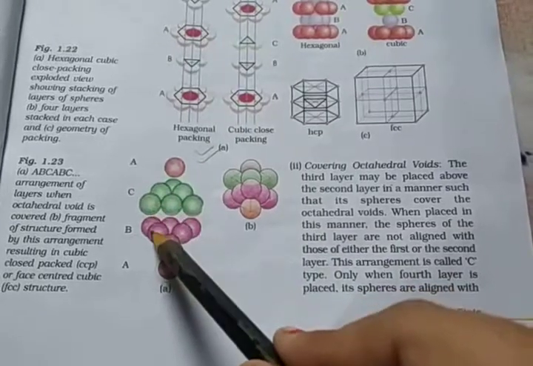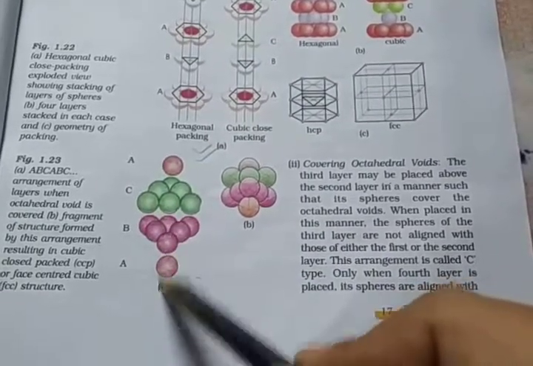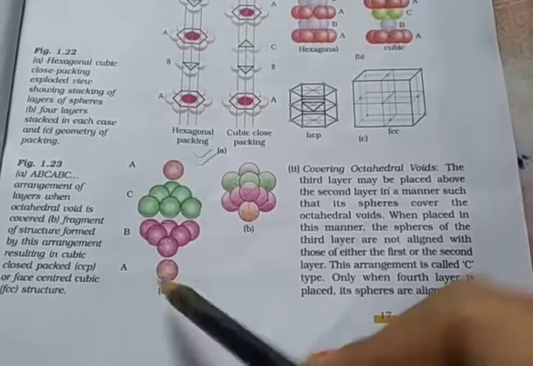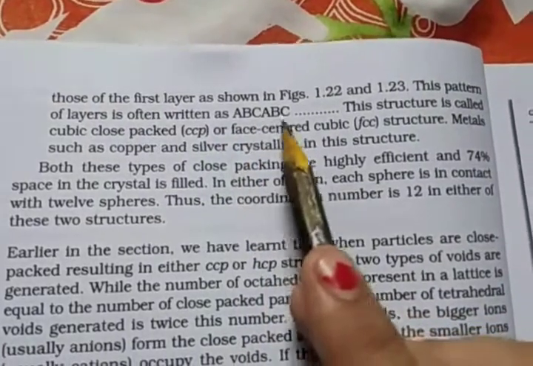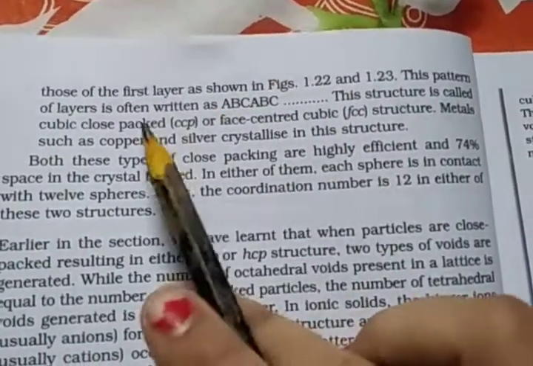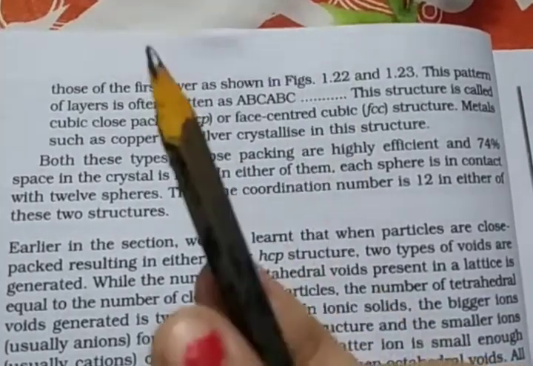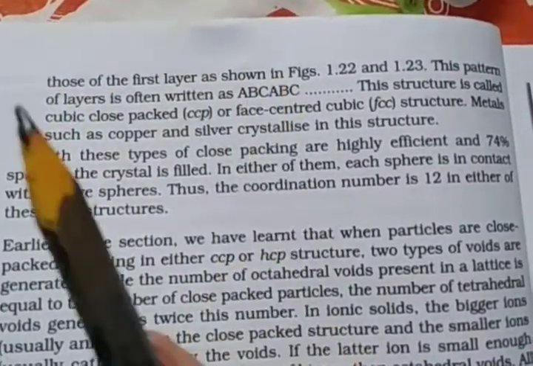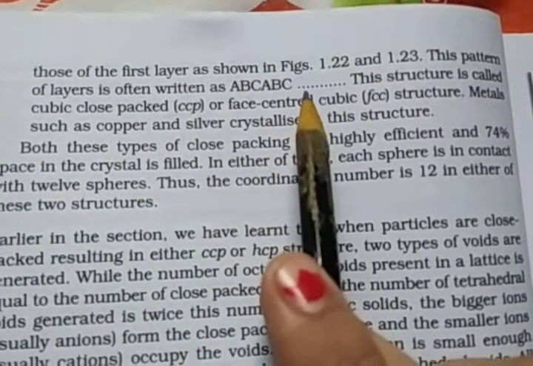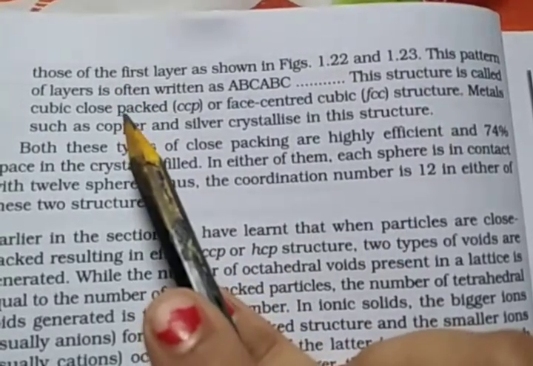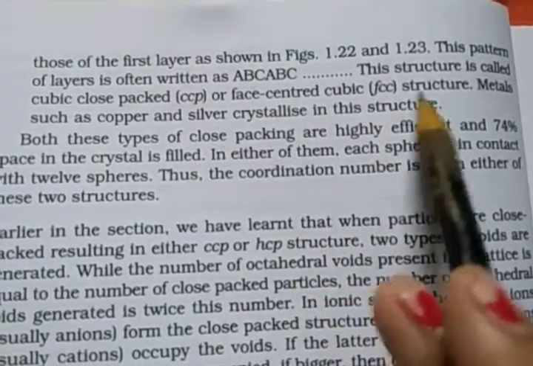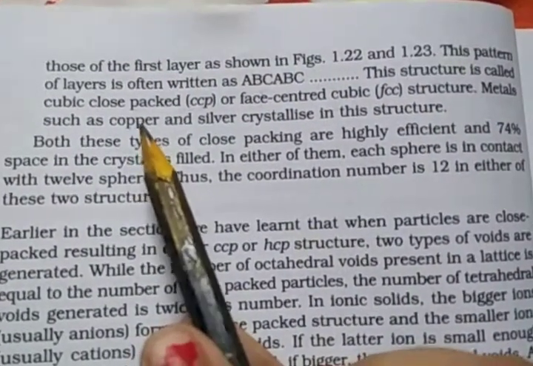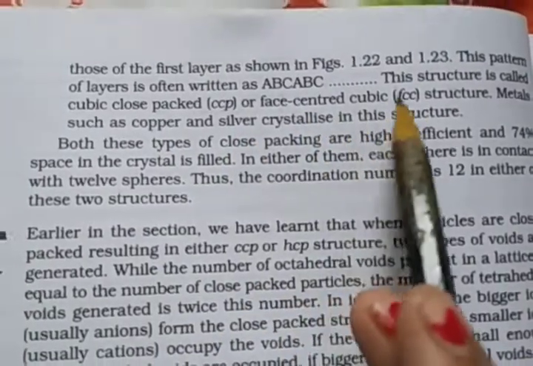So only when the fourth layer is placed, its spheres are aligned, fourth layer A, with the first layer. So this pattern is written as ABC ABC, and the structure is called cubic close packed or face centered cubic. Otherwise, first covering tetrahedral voids is known as hexagonal close packed, HCP. But here ABC ABC pattern, so this structure is called cubic close packed, CCP, and face centered cubic, FCC structure. Examples, metals such as copper and silver crystallize in this structure.